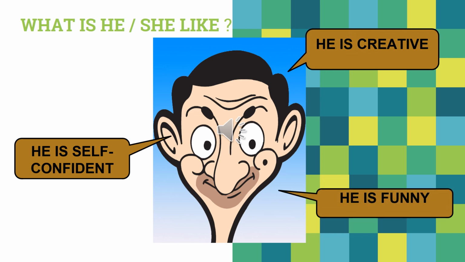Okay, now let's practice constructing sentences in describing personality. You see the pictures, and the picture seems familiar to you. This is a picture of a man, and this man is very funny, and he is also creative. So we use the expression of asking about personality: what is he like?